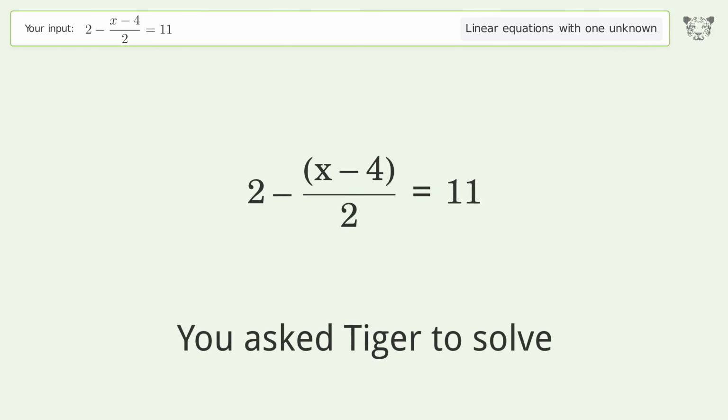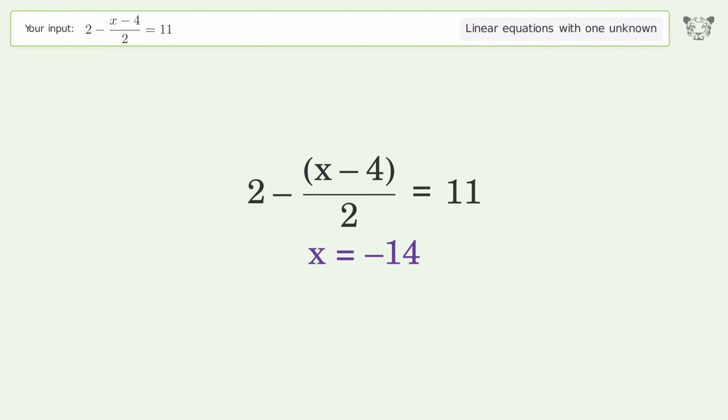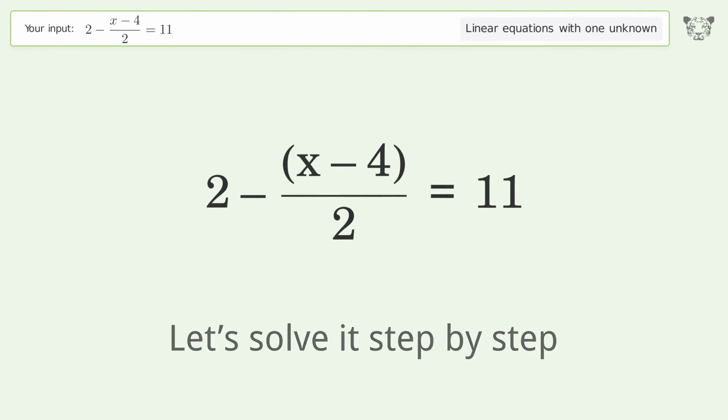You ask Tiger to solve this. This deals with linear equations with one unknown. The final result is x equals -14. Let's solve it step by step.